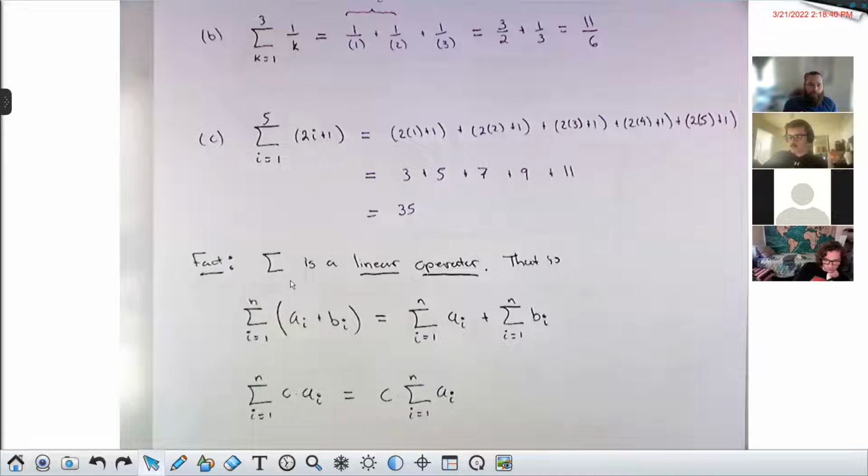So what does that mean? It means that I can compute sums, say like part c here. Instead of straight up writing this out, I could have split it up as sigma of 2i plus sigma of 1, and then computed each of those on their own. So let me show you a quick example here of how we can make use of this.